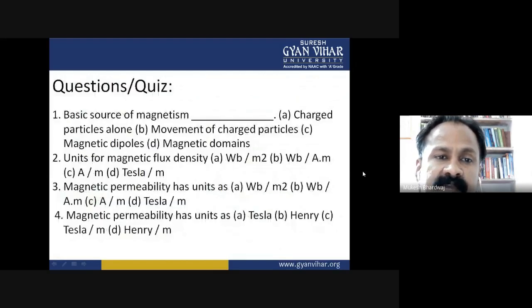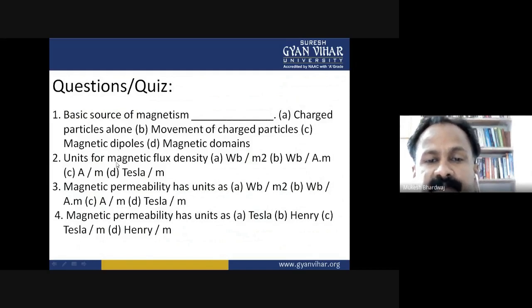Now the quiz time. The question: basic source of magnetism. Charged particle alone, movement of charged particle, magnetic dipoles, magnetic domains. Units for magnetic flux density: Weber per meter square, Weber per ampere meter, ampere per meter, Tesla per meter.